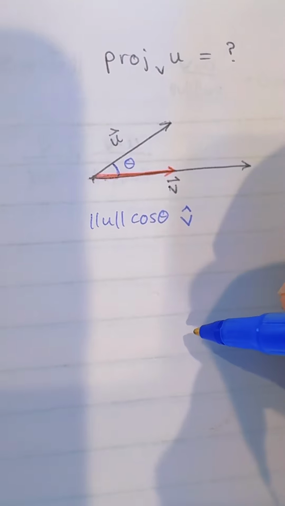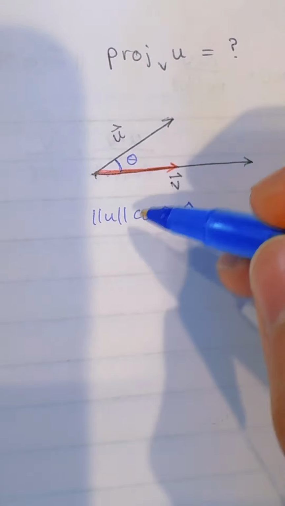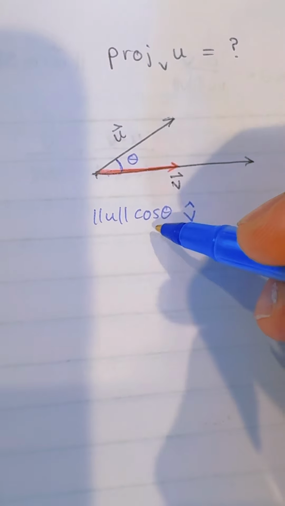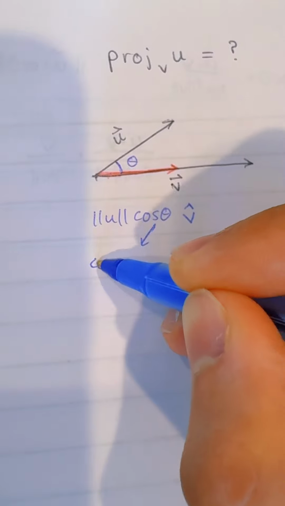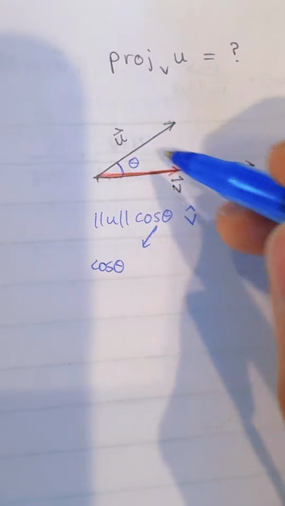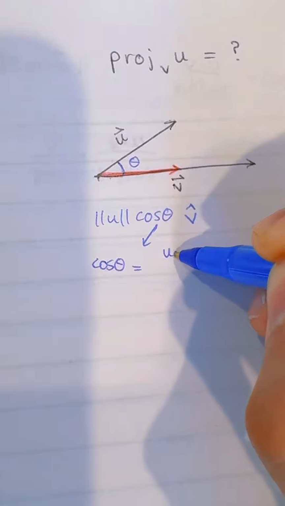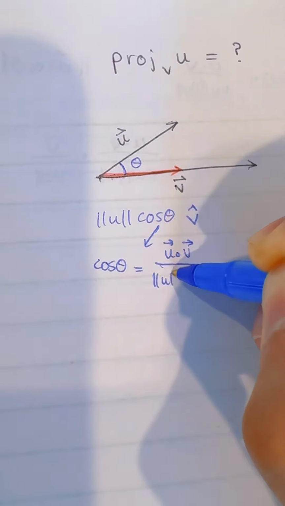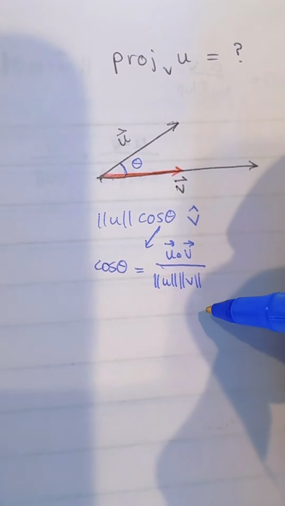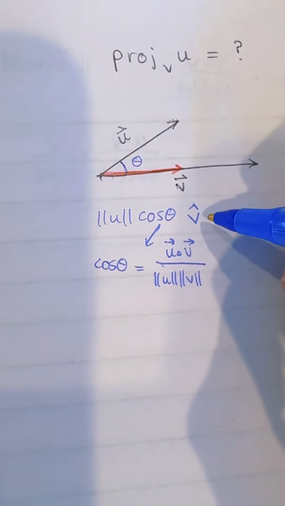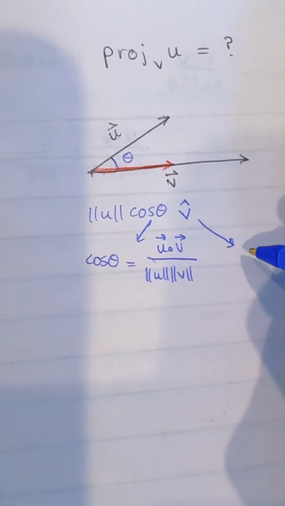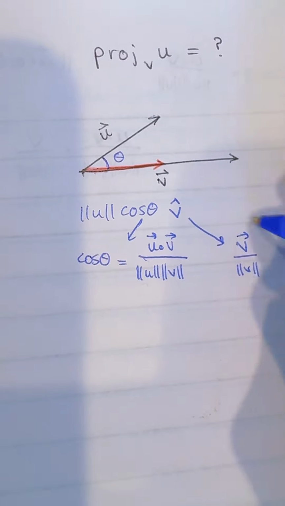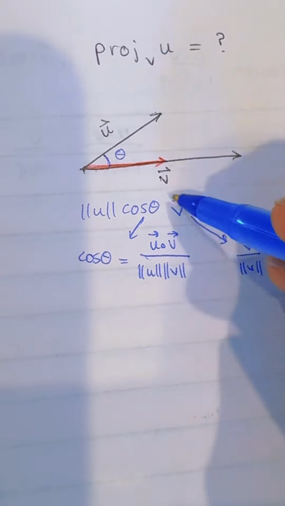Now, we need to try to express this in a more convenient way because we don't really know what theta is. We don't want to include theta. That makes it unnecessarily complicated. But we do know that cosine of theta, where theta is between vector u and v, is nothing but u dot v, the dot product, divided by the magnitude of u times the magnitude of v. So we can plug this in. Before we do that though, let's take a look at v hat. That's nothing but the vector v divided by its magnitude. That's going to essentially normalize the vector and just give you the unit vector in that direction.